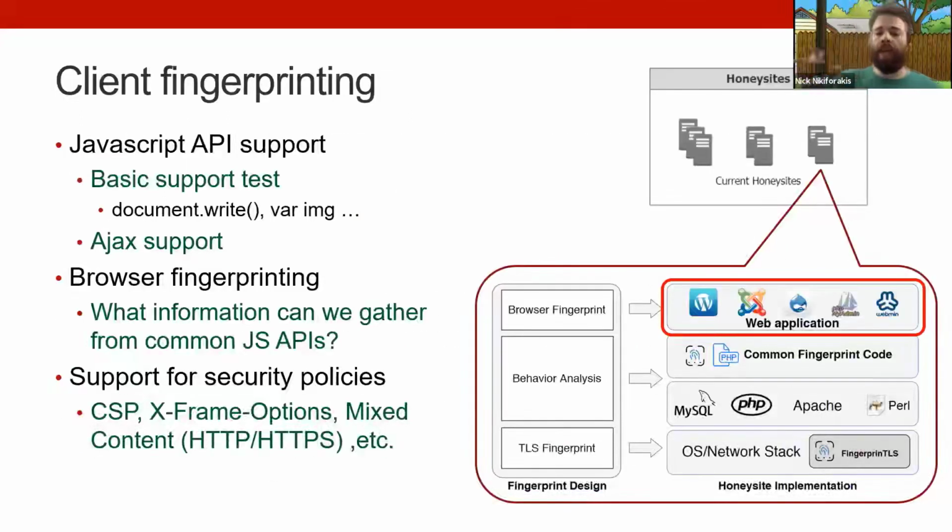And so once we get a client on one of our honey sites, then we can actually proceed to fingerprint them. So we can do JavaScript API support, right? So just test whether they're actually implementing any JavaScript, right? Proceed to use the browser fingerprinting that I mentioned.